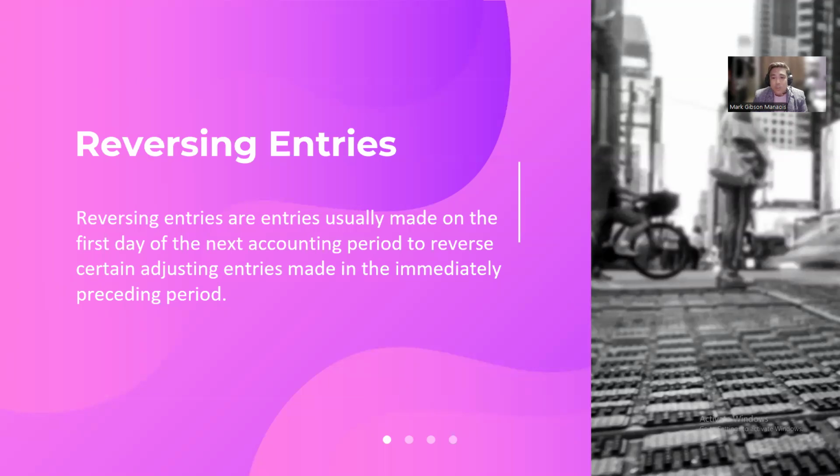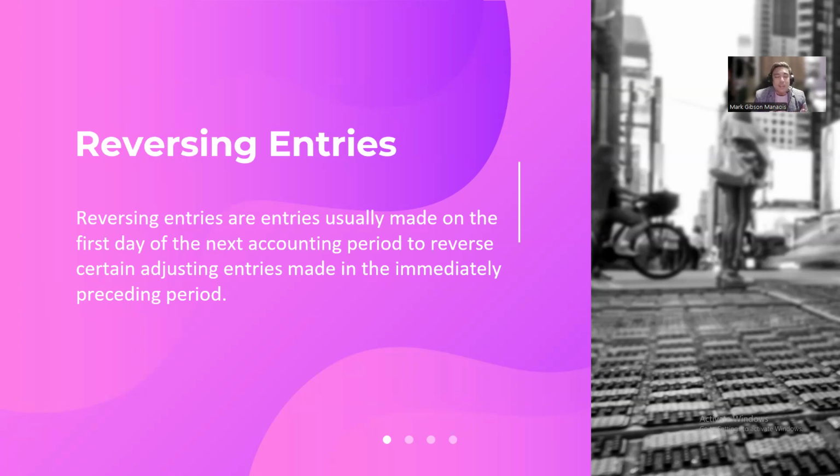Reversing entries are entries usually made on the first day of the next accounting period to reverse certain adjusting entries made in the immediately preceding period. Why do we do that? For example, we made the adjusting entries to close, say, October. Come November 1, we have to make sure that we reverse all those entries. Now in practice, we have accounting systems that can automatically perform these reversing entries.